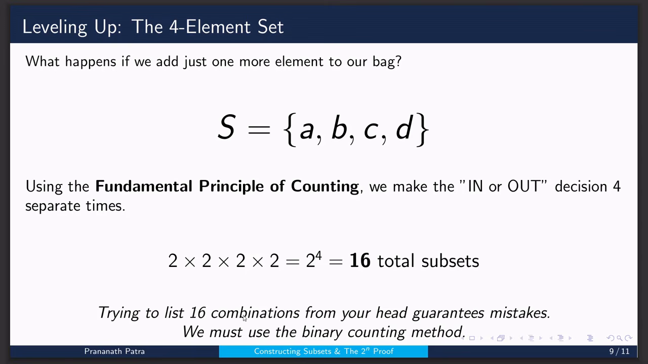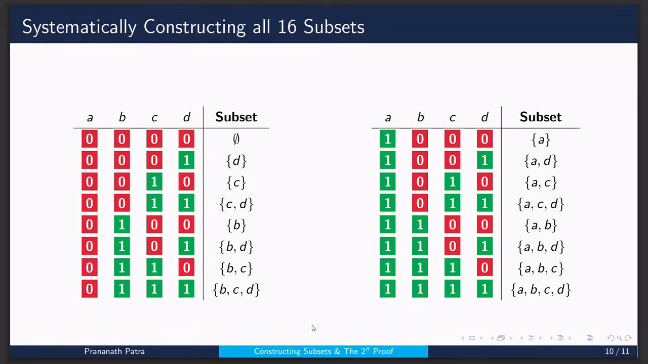Trying to list 16 combinations from your head guarantees mistakes. We must rely on the binary counting method we just learned. Here is the table systematically constructing all 16 subsets. By simply adding column D and following our binary pattern of alternating zeros and ones, we effortlessly and perfectly generate every single subset. We start with 4 zeros for the empty set, and end at the very bottom with 4 ones for the complete set, {A, B, C, D}.